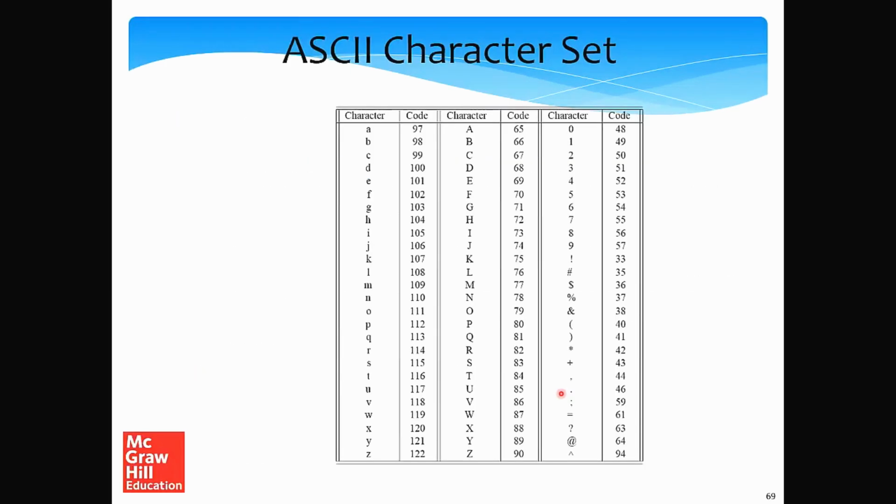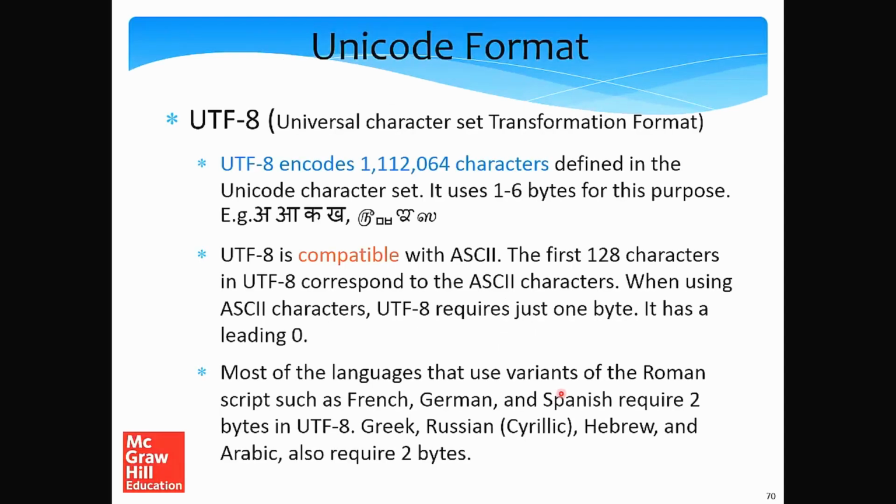The problem with the ASCII set is that it is only for English, and English is a very simple language. In English, the number of characters is small, and we don't have the special marks and specialized characters that come up in other languages, with combinations and so on. So for this we have the Unicode format. The UTF format is the universal character set transformation format. The UTF-8 standard encodes around 1 million characters defined in this set, and it can use 1 to 6 bytes for this purpose.